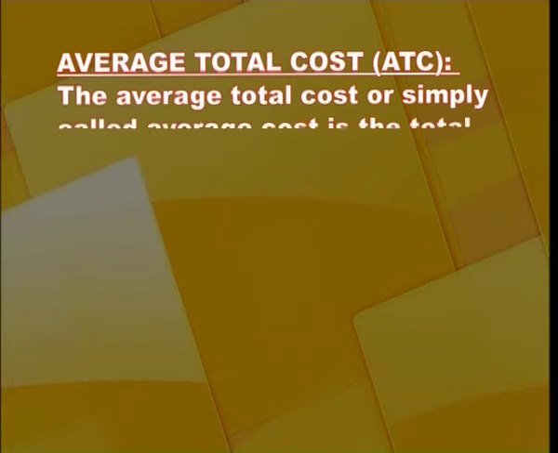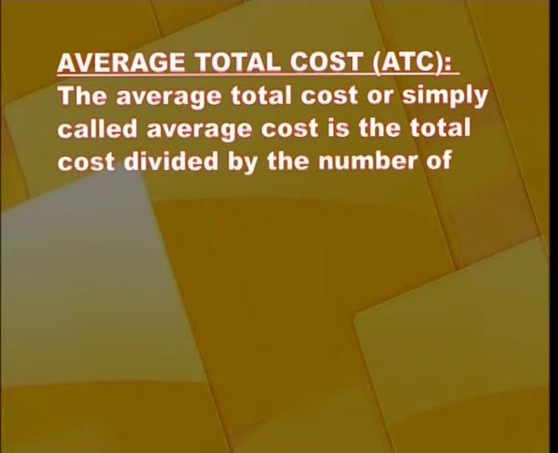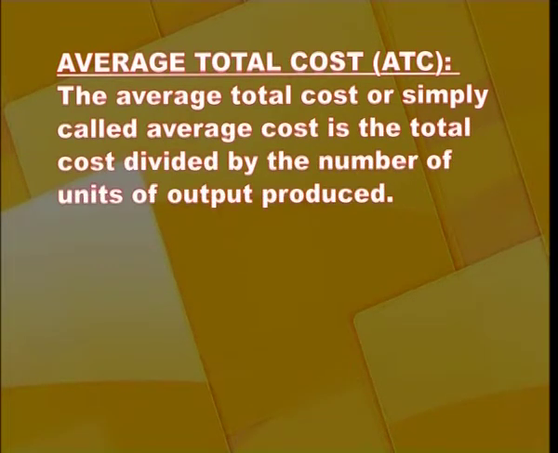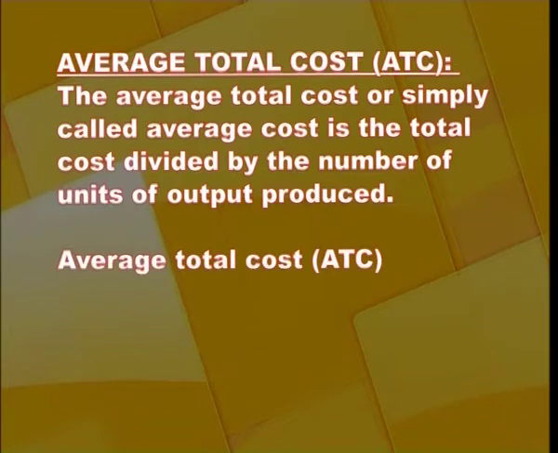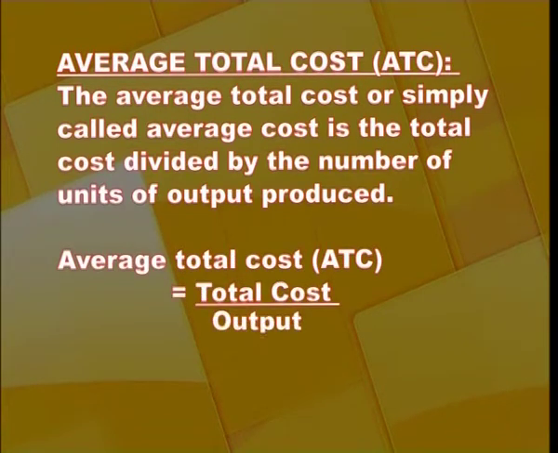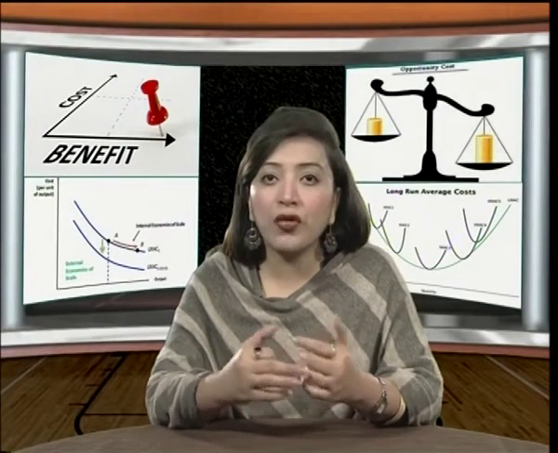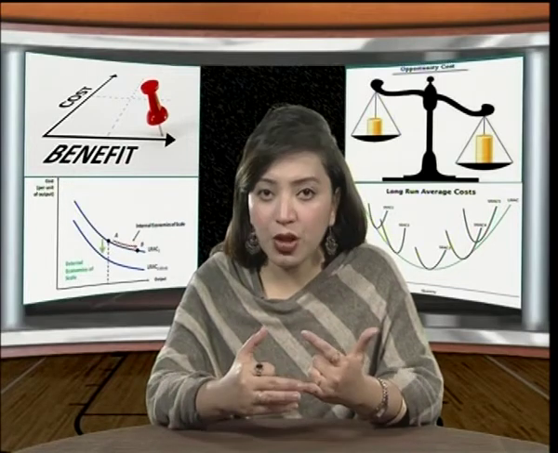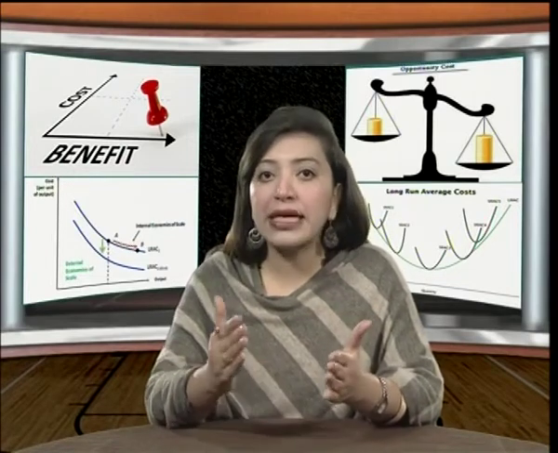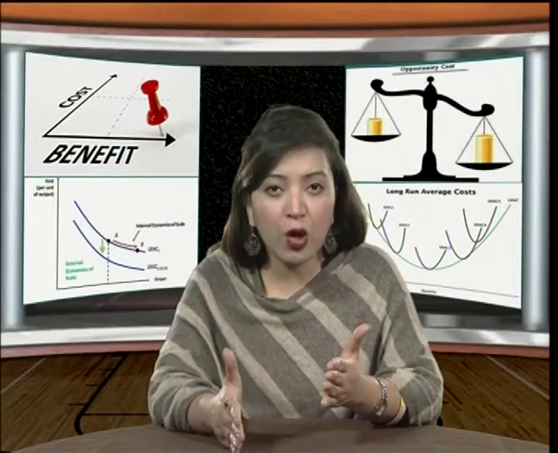Now, let's see what is average total cost ATC. The average total cost, or simply called the average cost, is the total cost divided by the number of units of output produced. So, average total cost ATC is equal to total cost divided by output, that is TC by Q. Since the total cost is a sum of total variable cost and total fixed cost, the average total cost is also the sum of average variable cost and average fixed cost.